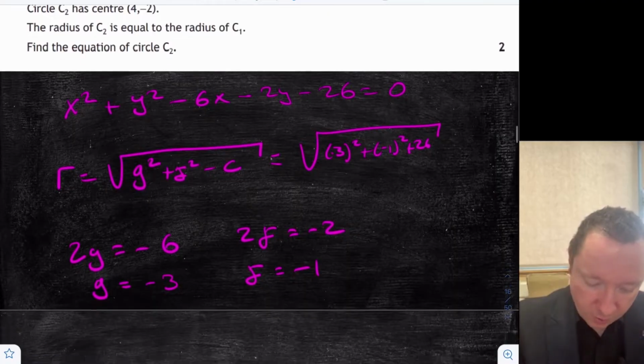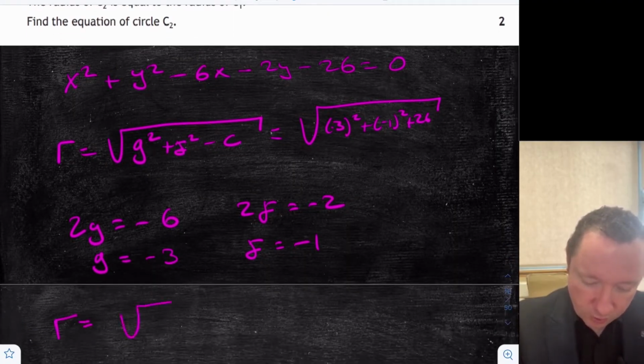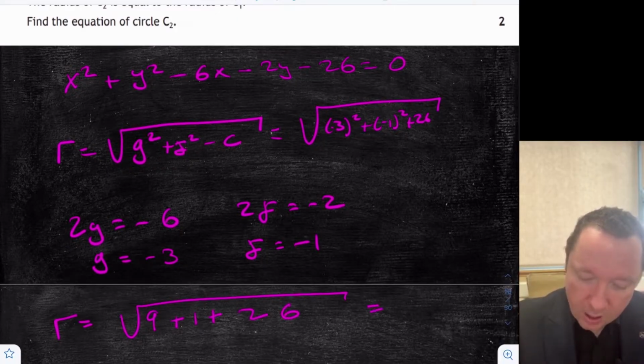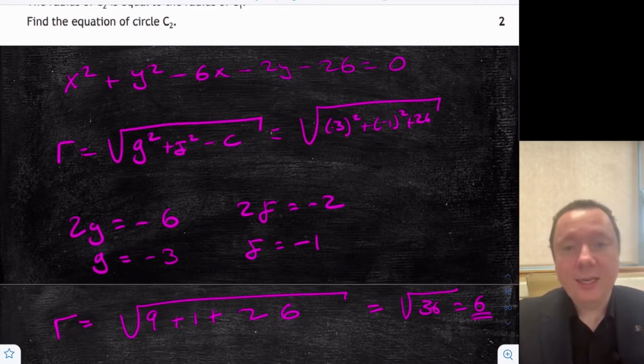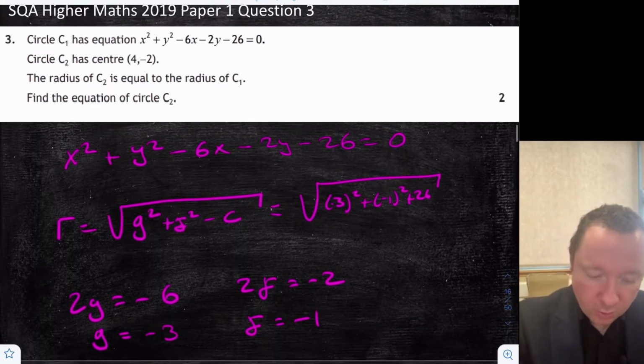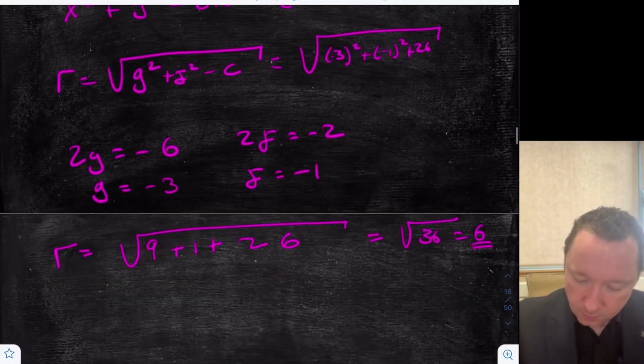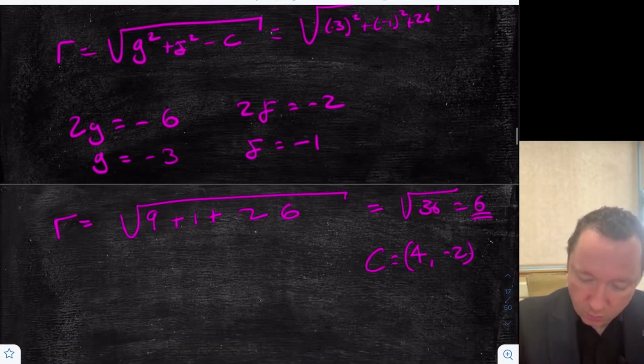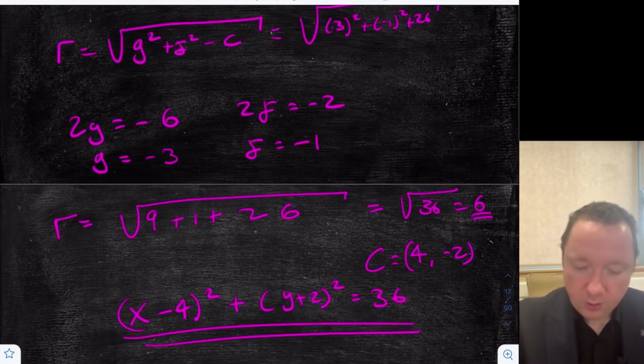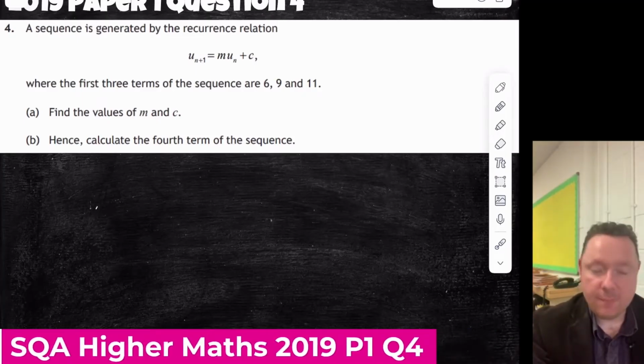So that means my radius is equal to the square root of 9 plus 1 plus 26. That's the square root of 36, which is equal to 6. So we've got our radius, and we know the circle centre is (4, minus 2). So we know the equation of C2 must equal (x minus 4) squared plus (y plus 2) squared equals 36. And we're done there.